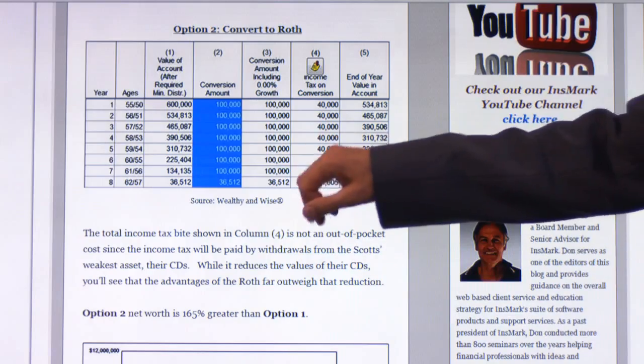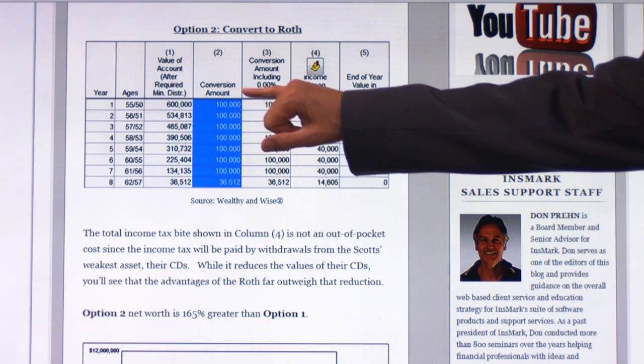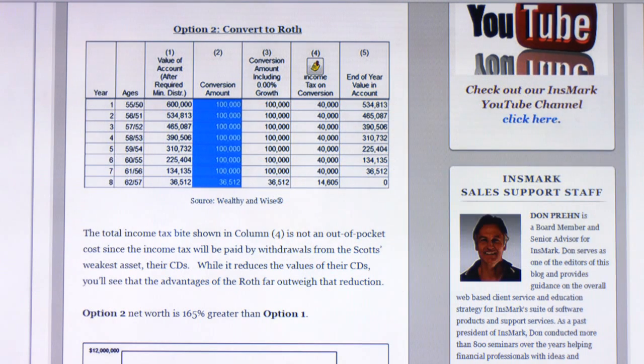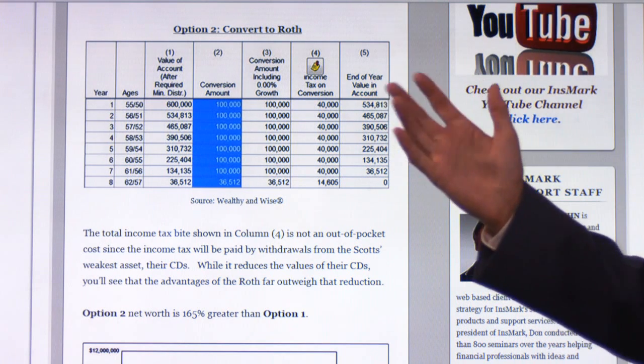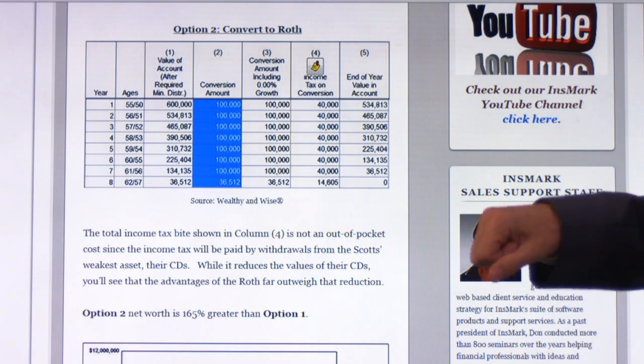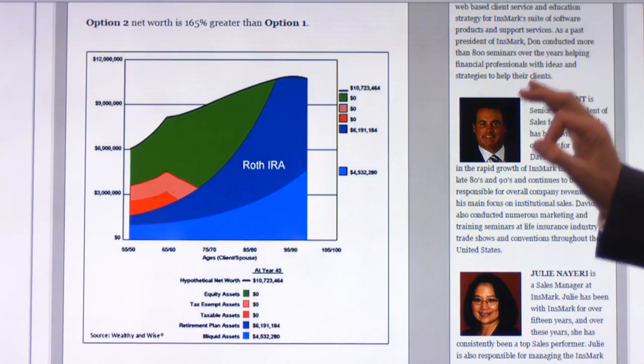So as you can see, they have $600,000 in their IRA. We're going to liquidate it over 8 years, $100,000 a year, paying $40,000 a year in tax. And that's all accounted for in our Wealthy and Wise wealth analysis, the projection to the future. And so if we want to see the impact of that, let's go here. Okay, so this is option two.